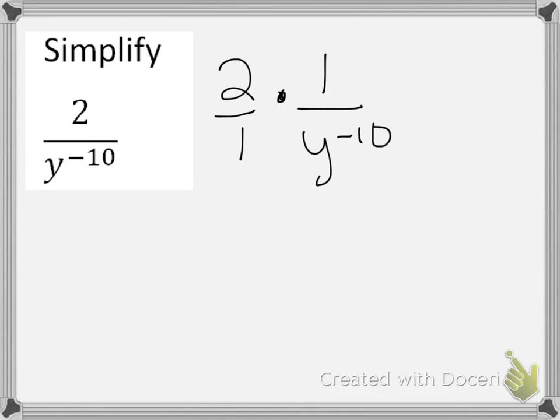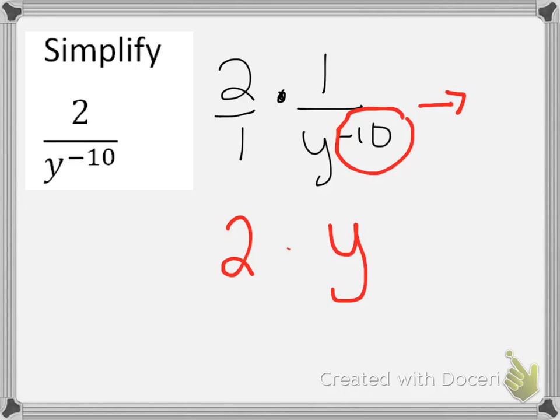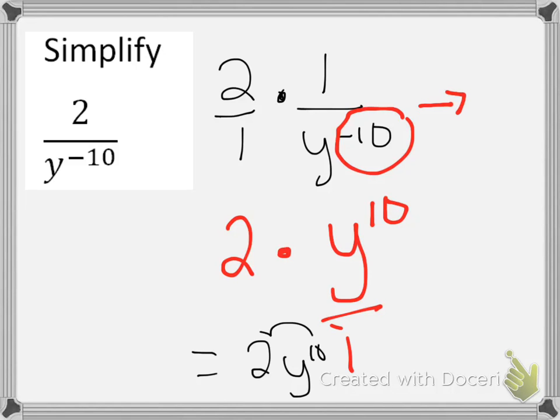So now we have this negative exponent again. We need to flip it. So when we change it, our problem is going to be 2 times y to the 10th power over 1. Again, do we really need 1? Not really. All it's going to be really is 2 times y to the 10th. So really what happened is that it switched positions.